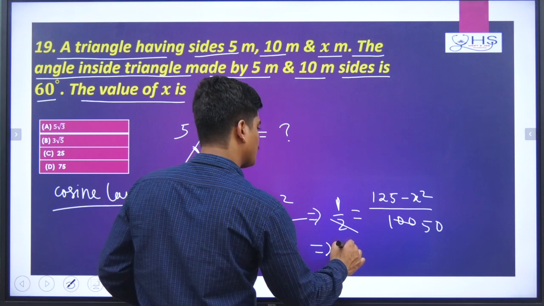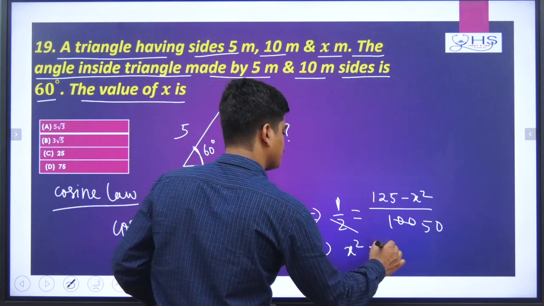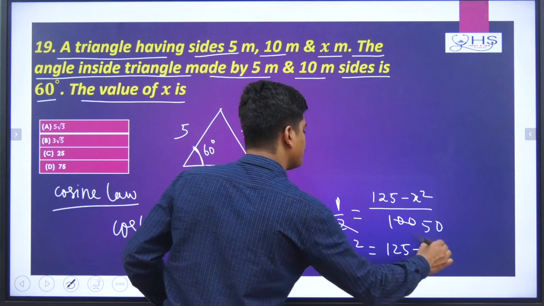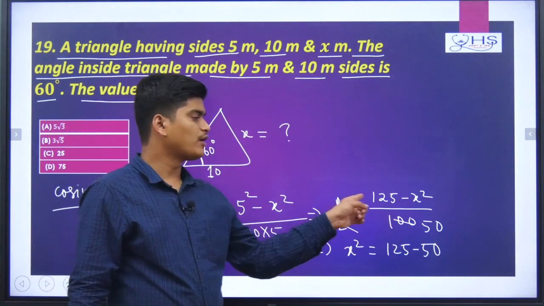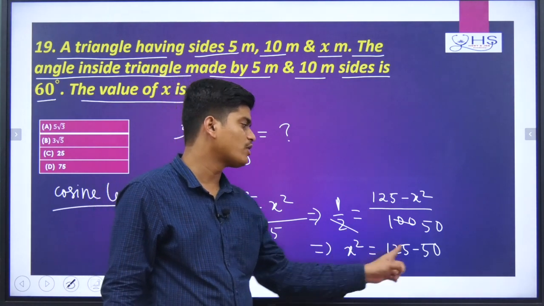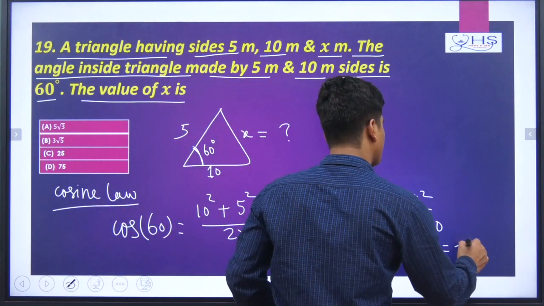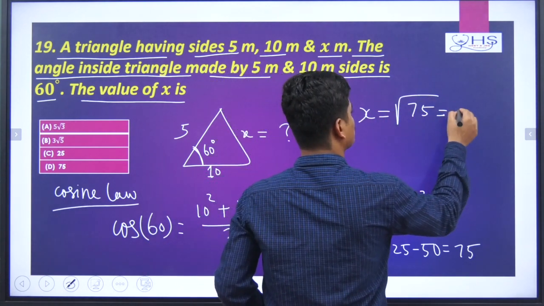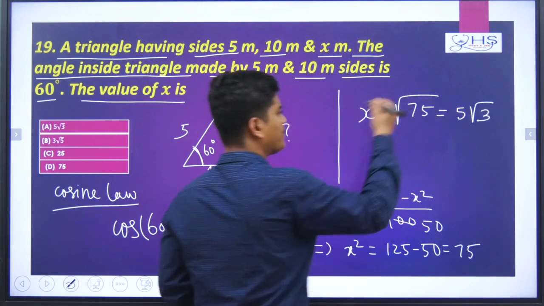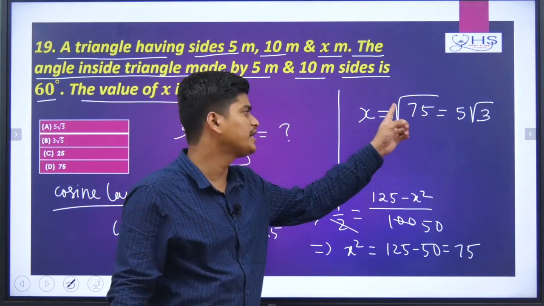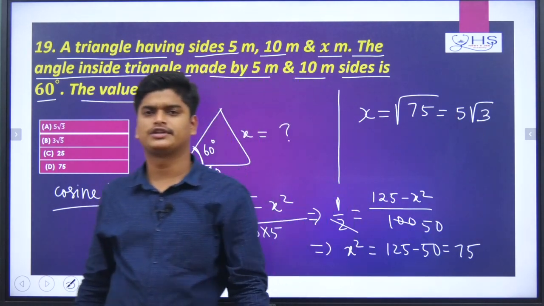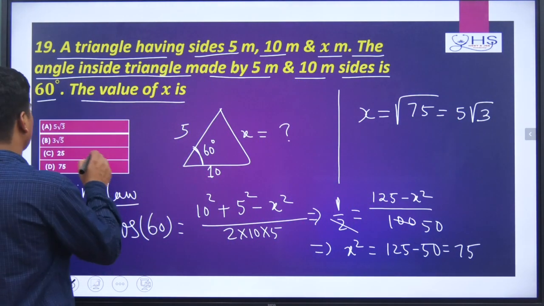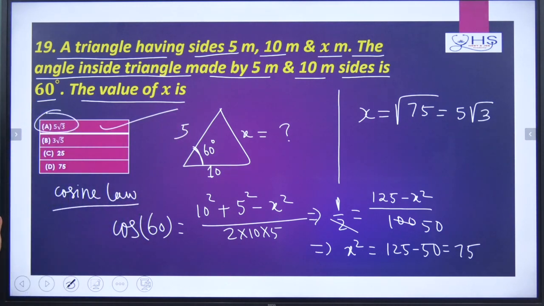I can write here x square is nothing but 125 minus 50, because this 50 will come here and 125 minus x square is there. Then x square is nothing but 125 minus 50, which is basically 75. X square is 75, then x will be root 75, and root 75 is 25 into 3. So 25 root is 5 and root 3 remains. So x equal to 5 root 3. So your option is A. I hope you understand. This is the thing we understood today, important notes.